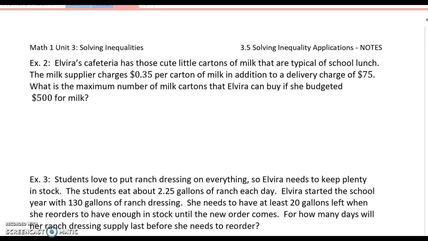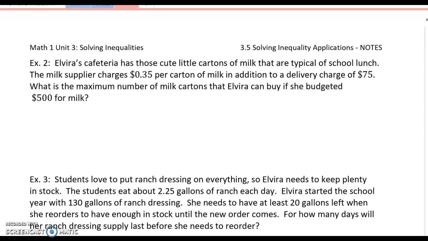All right, the milk supplier charges 35 cents per carton of milk in addition to a delivery charge of $75. What is the maximum number of cartons that Elvira can buy if she budgeted $500 for milk?